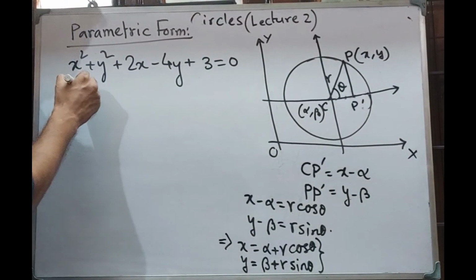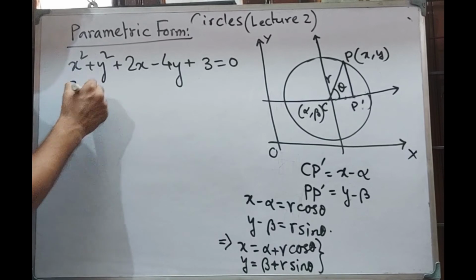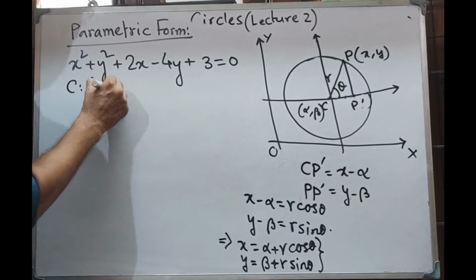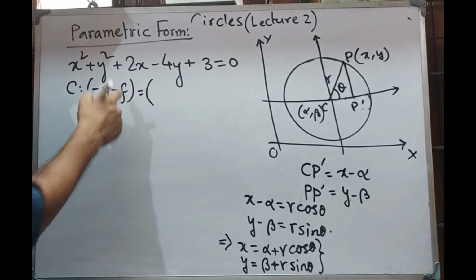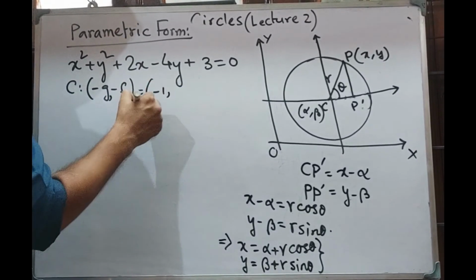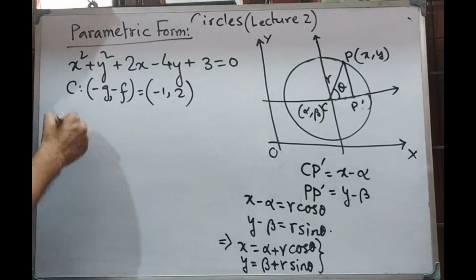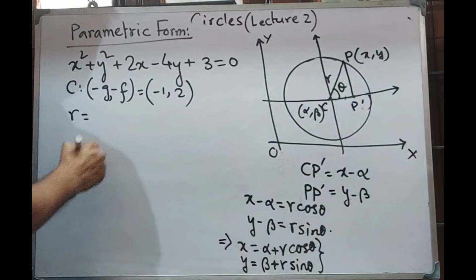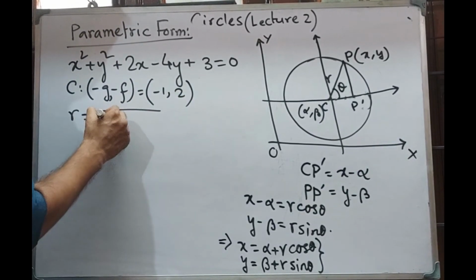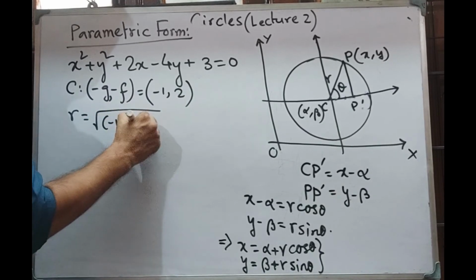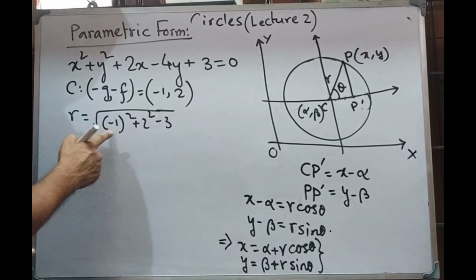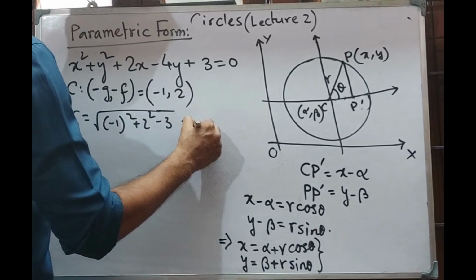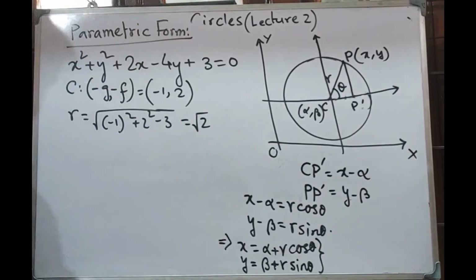So if I write the center here, that should be minus g, minus f. So this point is here minus 1 comma 2, and if I consider r as the radius, then we can write it as minus 1 square plus 2 square minus 3. So how much? 4 plus 1, 5 minus 3. That means the radius is root 2.